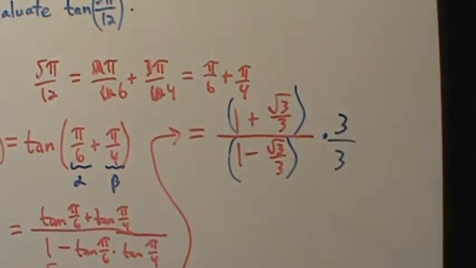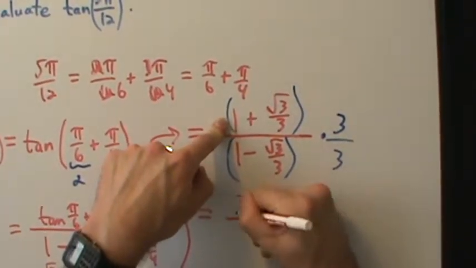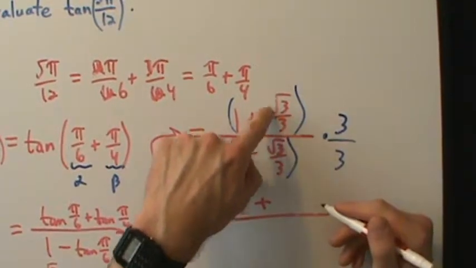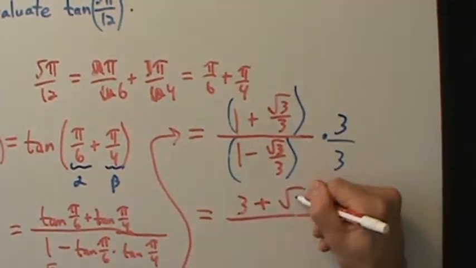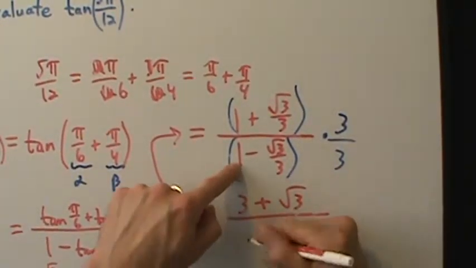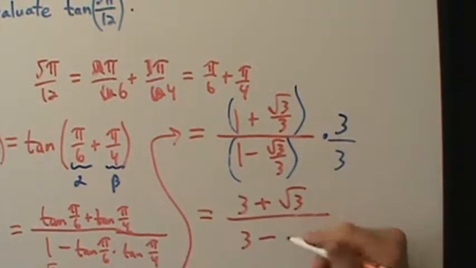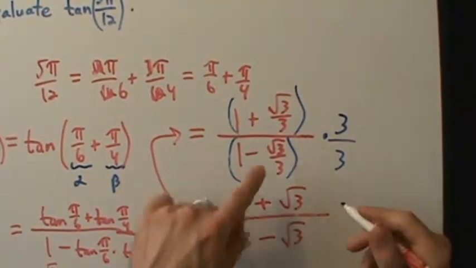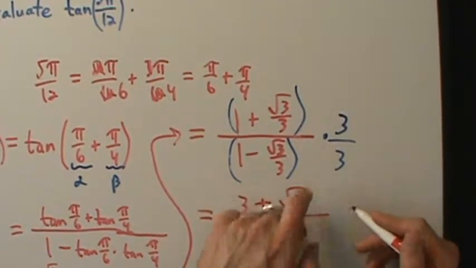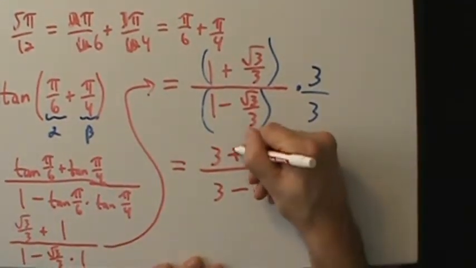But anyway, whichever way you choose to do it, you're going to end up with, if we distribute the 3, 1 times 3 is 3, and then plus root 3 over 3 times 3 is just root 3. And then distribute the 3 on the bottom, 1 times 3 is 3, and then minus root 3 over 3 times 3 is just root 3. Okay, so this is root 3 divided by 3, and then times that 3 if we distribute, we're just going to end up with this here. So this here looks like a fairly nice answer, right?